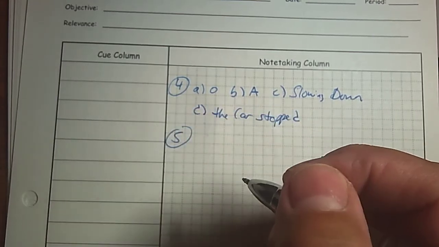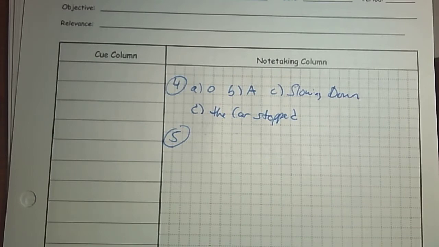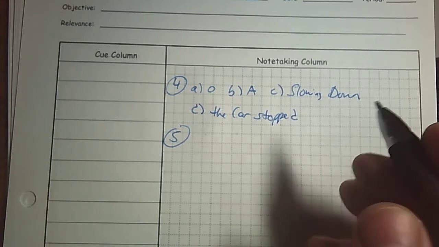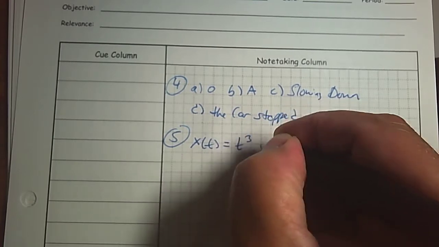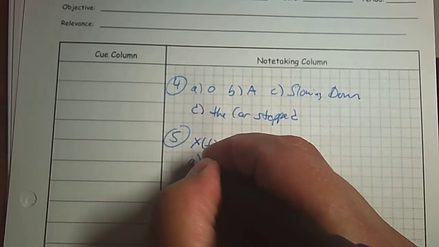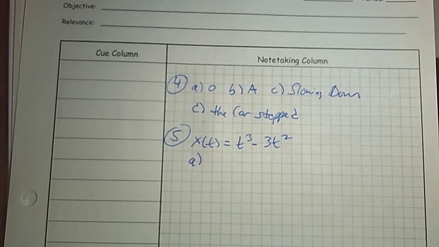5. A particle moves along a horizontal line with position function t cubed minus 3t squared. And then find different things from that. So I'm going to write down that position equation, t cubed minus 3t squared. And then we'll just start answering it one at a time. So this is a conceptual question, so things can be positive or negative.